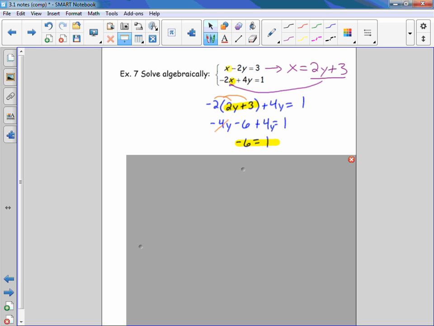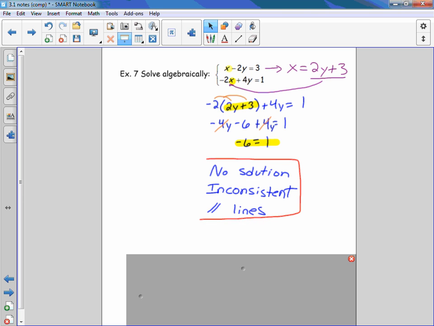The negative 4y and the positive 4y cancel out, leaving us with negative 6 equals 1. Last time I checked, negative 6 does not equal 1, so this is not a true statement. So what this tells us is that there is no solution. This is an inconsistent system, and if you were to graph both of these, they would be parallel.